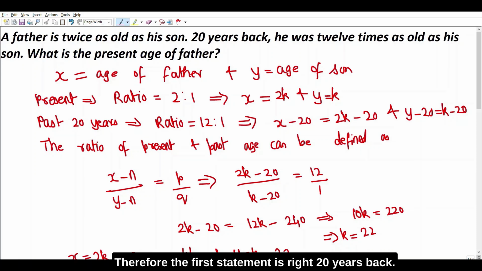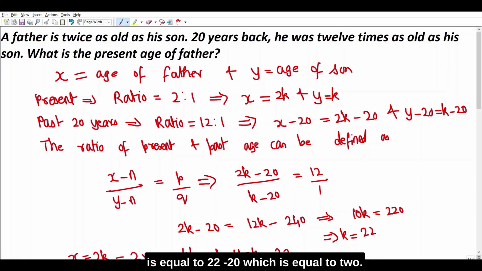20 years back. So subtract 20 on both the sides. You will get that x is equal to 44 minus 20, which is equal to 24, and y is equal to 22 minus 20, which is equal to 2. If you find the ratio of x is to y before 20 years, it will be 24 by 2, which is equal to 12:1. In the question, it has been stated that 20 years back, he was 12 times as old as his son. So this statement too satisfies. Therefore, the answer what we found is the correct one.